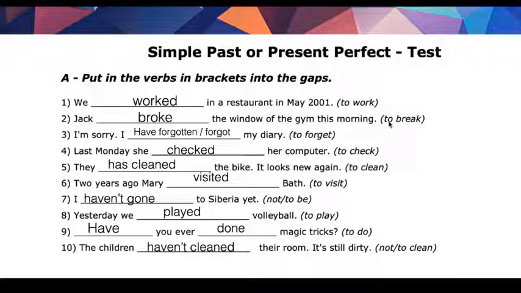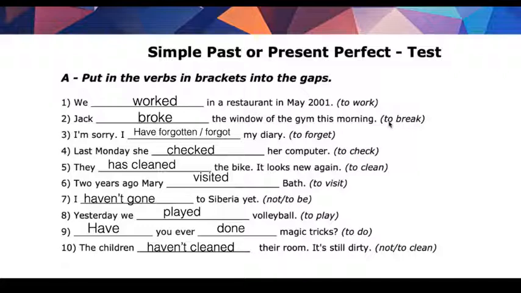3. I'm sorry. I have forgotten or forgot my diary. I decided to give you these two possibilities because using have forgotten or forgot is correct, since the sentence doesn't specify the time. That's why you can use both. 4. Last Monday, she checked her computer, because it refers to a situation in the past.